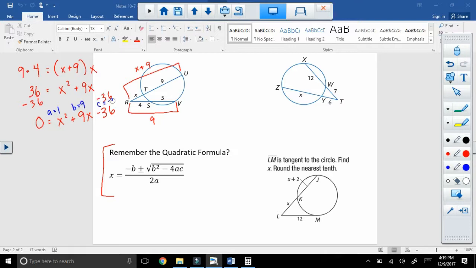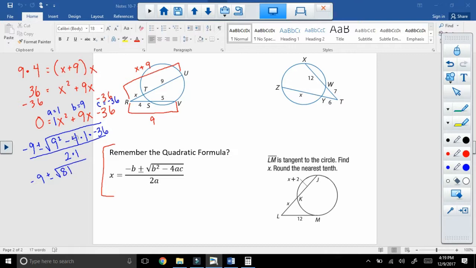So we have these three terms here when this is in standard form. A is 1, B is 9, and C is negative 36. I'm just going to take those numbers and plug this into this formula. So the opposite of B plus or minus the square root of B squared minus 4AC all over 2A.